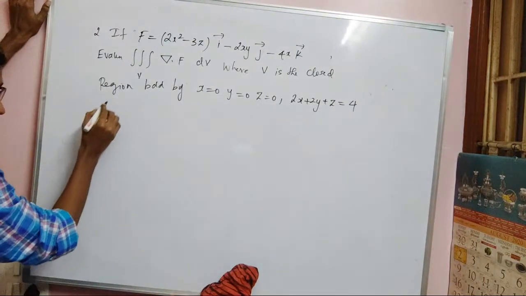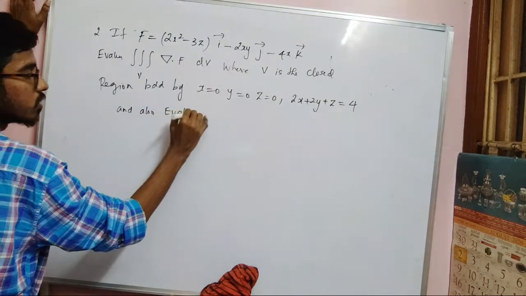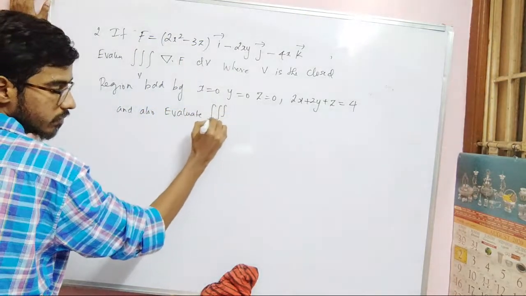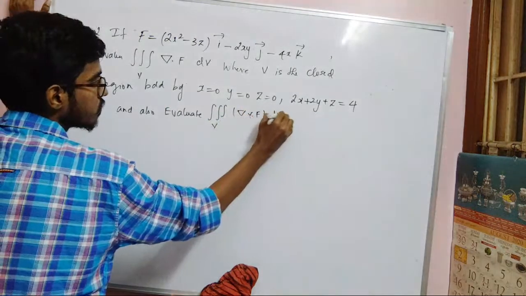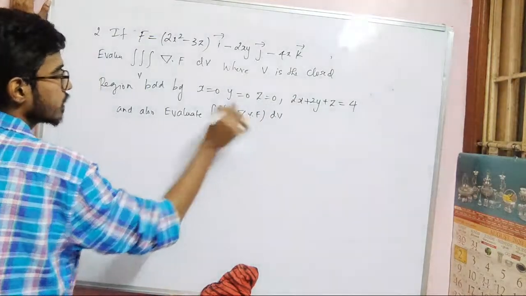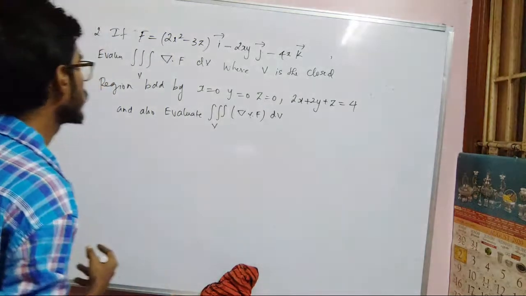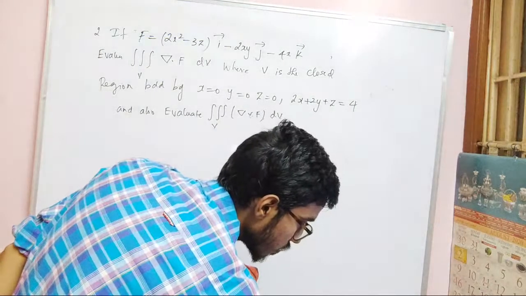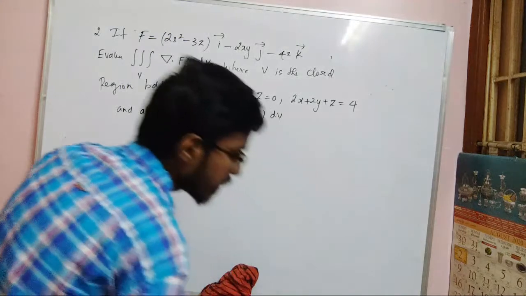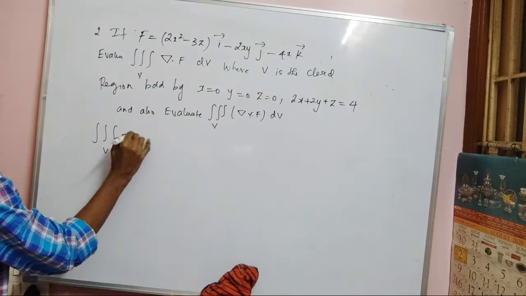And also evaluate triple integral over V del cross F dV. So we need to find two, right? Suppose we will find del dot F dV first. So del dot F is nothing but divergence, right? So first we will find del dot F, so triple integral over V del dot F dV.